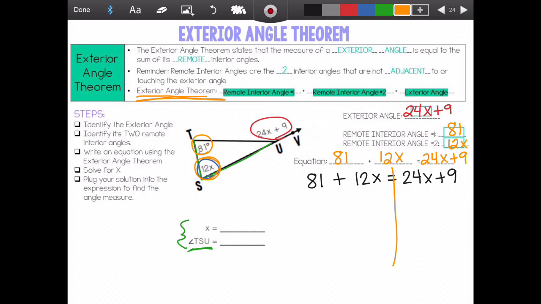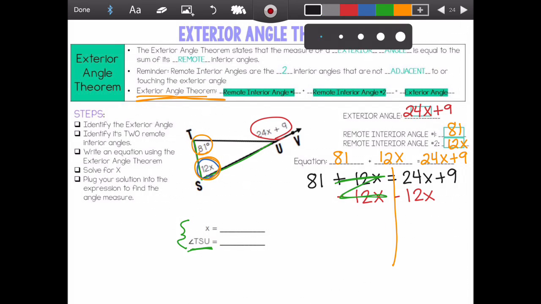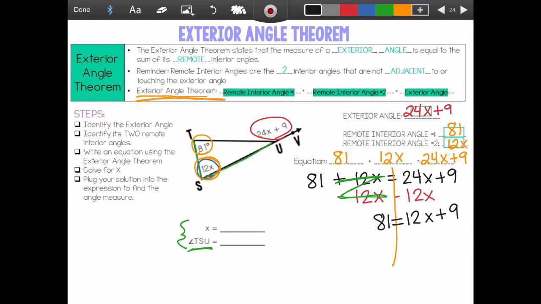Alright, so again we want to get the variables all on one side and the constants on one side. So in this case I'm going to subtract 12x from both sides. Okay, this becomes 0. I'm left with 81 on the left, so I'm going to bring that down. 24 minus 12 is 12x and plus 9. Okay, so now I have moved all the variables to the right, and now I'm going to move all the constants to the left. So I'm going to subtract this minus 9 on both sides.